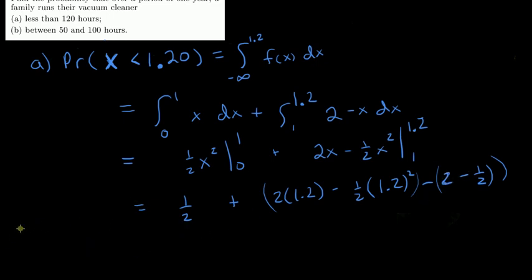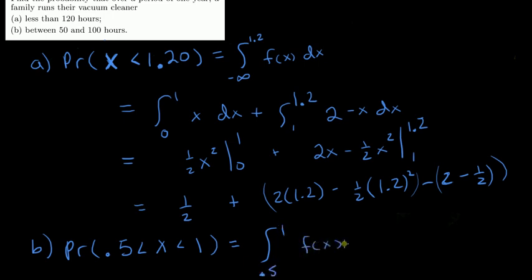All right. For part B, I'm just going to set this up. So the probability that x is between 50 and 100, so that'd be between 0.5 and 1, right? Because x is in hundredths of hours, so you need to divide what you see there by 100. All right, so in general, this would just be the integral from 0.5 to 1 of f of x dx, right? This is how you calculate probabilities for continuous random variables.